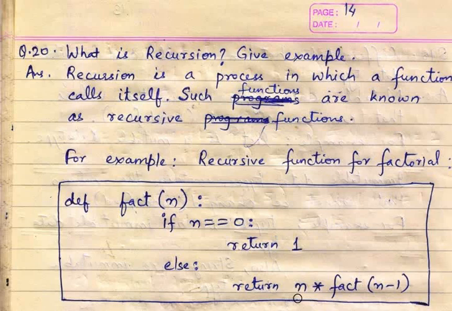So what we have to write is: recursion is a process in which a function calls itself. Such functions are known as recursive functions, right? For example, if you ask me what is the value of factorial 10, I would be telling you, you tell me the factorial of 9 and I would be telling you the factorial of 10.